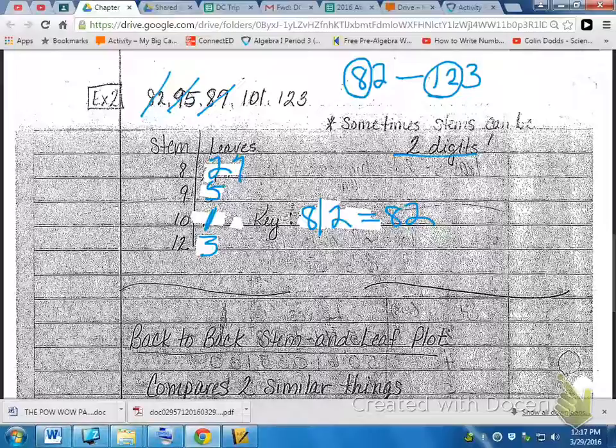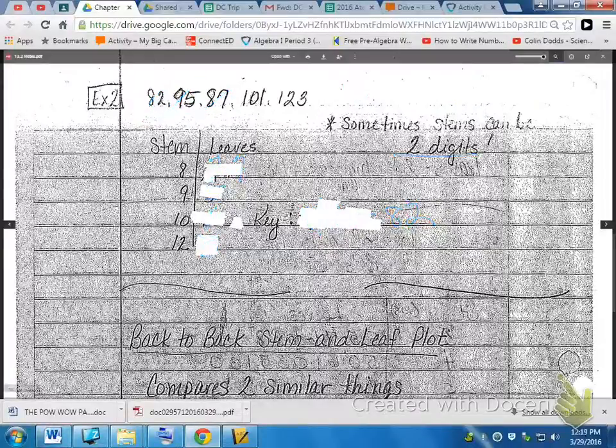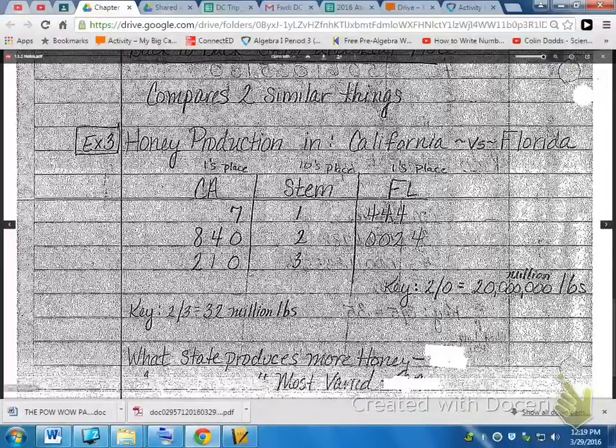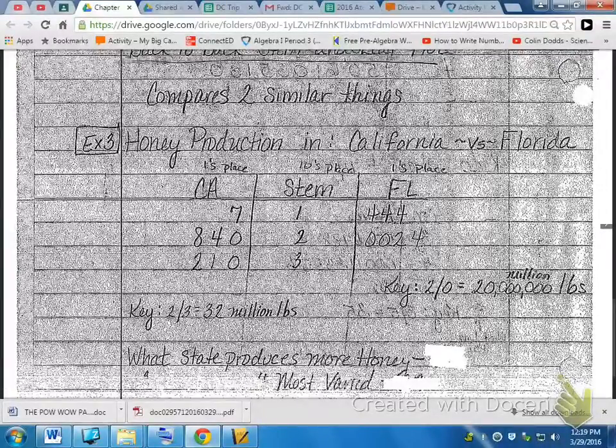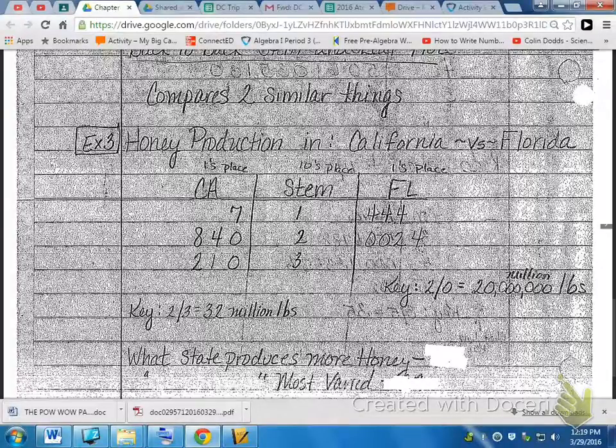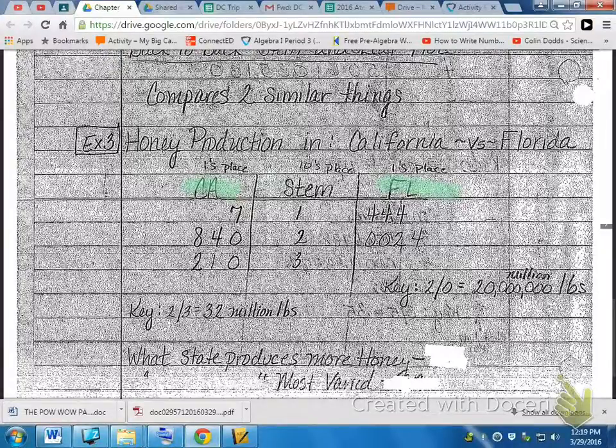We're going to finish up with looking at something called a back-to-back stem and leaf plot. It's comparing two similar things, and it's exactly what it says: back-to-back. So you have to understand how it's set up. We are comparing honey production in California versus Florida. It's similar because it's all honey production, but in two different states. The one on the left is California, the one on the right is Florida. You've got to be really careful because it's back to back. The stem stays in the middle.